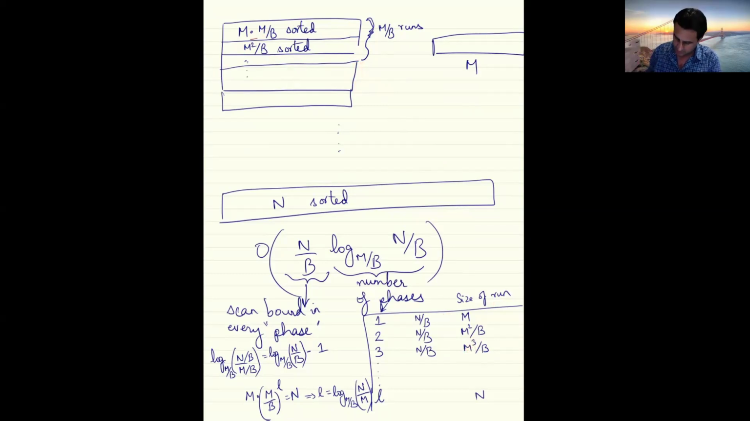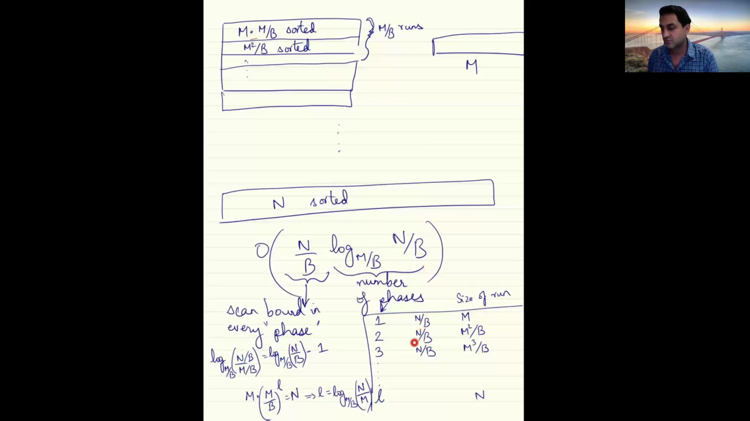So I'll have those runs sorted, and I keep doing it until I have everything, so until my run is of length n. To calculate how many phases I will have, this is the formula. Basically, you'll have log base m over b of n over b phases.